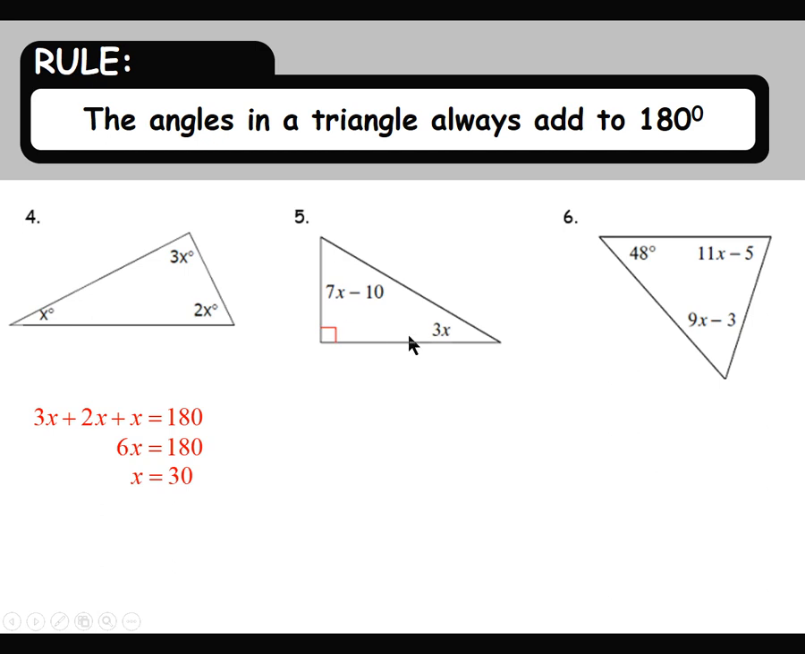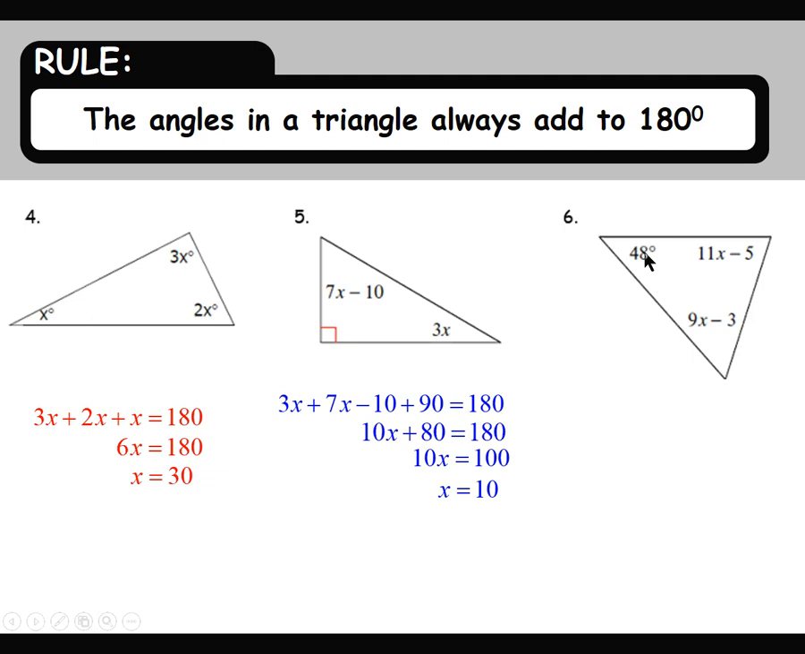Second problem, same idea. These three angles add to 180. Remember that this one counts as 90. So first come up with an equation. And the equation is just these three angles. If I add them together, we get 180. Combine like terms and solve for x. We'll have 10x plus 80 is 180. Then subtract 80 from both sides and divide by 10. We will get x is equal to 10.